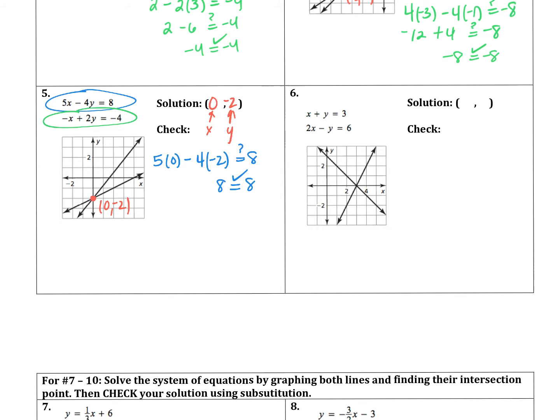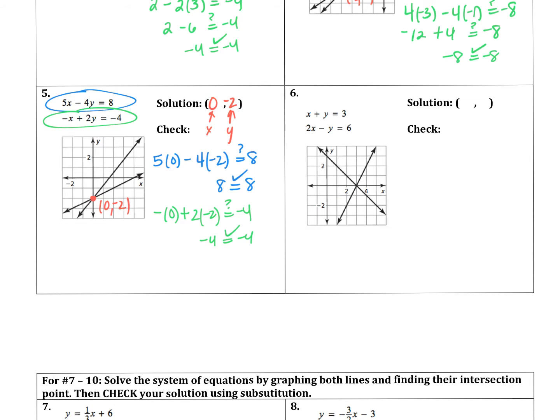Bottom equation, negative x, x is 0, plus 2 times y, y is negative 2, equals negative 4. Negative 0 is just 0, and 2 times negative 2 is negative 4, which equals negative 4, another true statement.